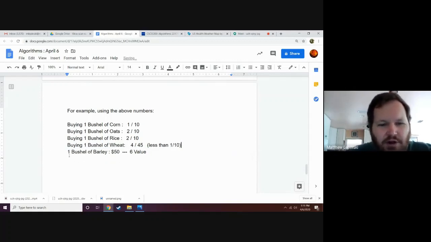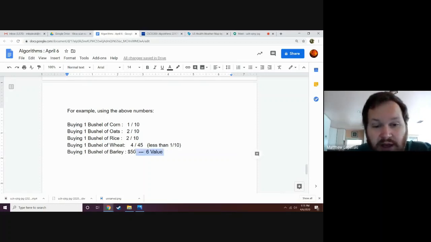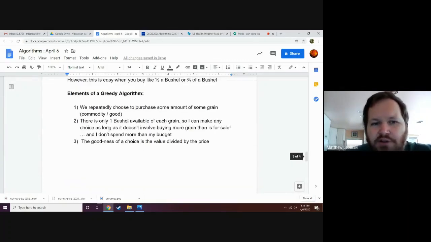And then similarly, buying 1 bushel of barley is 6/50. So 6/50 is going to be 12/100, which is 1.2/10. So here you can see that buying rice and buying oats gives me more value for my dollar.